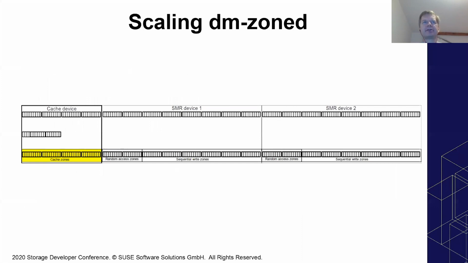So the resulting layout is something like this. On the first, you see the cache device holding the cache zones and also the mapping table. In fact, the mapping table is also stored on disk, just before the cache zones. And then we have the first and the second SMR drives containing random access zones and sequential write zones. And all of them are arranged in a linear fashion, such that we have a linear logical layout containing all the zones on all drives.